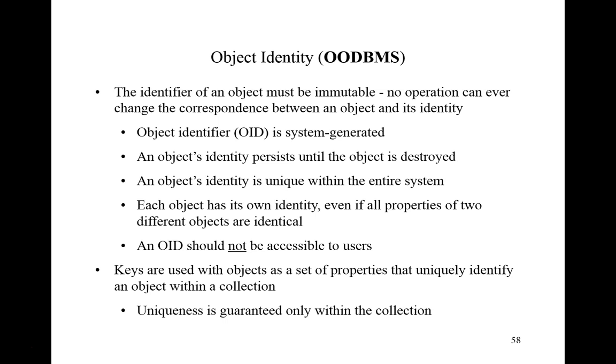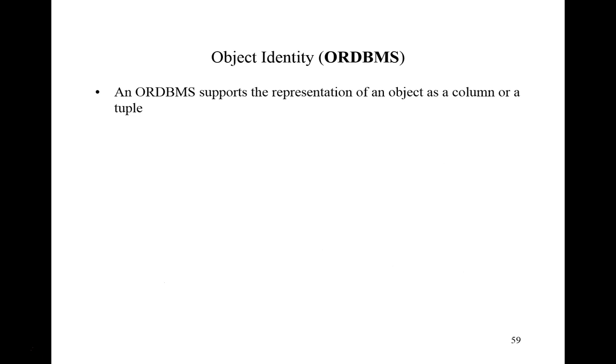We could also use keys. Keys can be used with objects as a set of properties that uniquely identify an object within a collection. The uniqueness is guaranteed only within the collection in which the objects reside, not across the entire system. Within a hybrid object-relational database management system, we see things a little bit different.